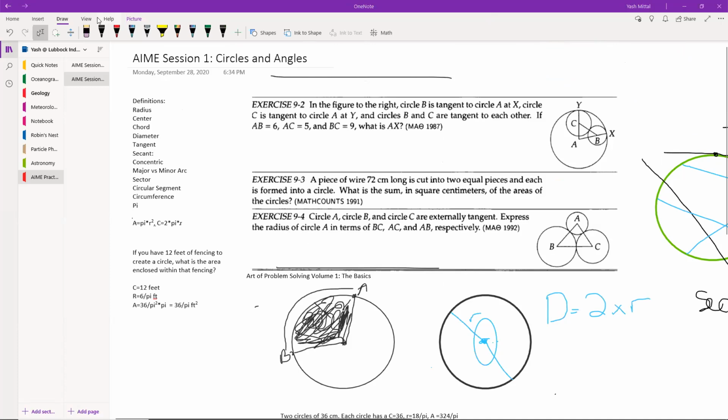Okay, so now let's try. Now one thing is, all right, there's so many variables here. There are different radii that I need to deal with, and I need to figure out what AX is after all. So let's try simplifying this into a few equations, or essentially defining some variables really quickly.